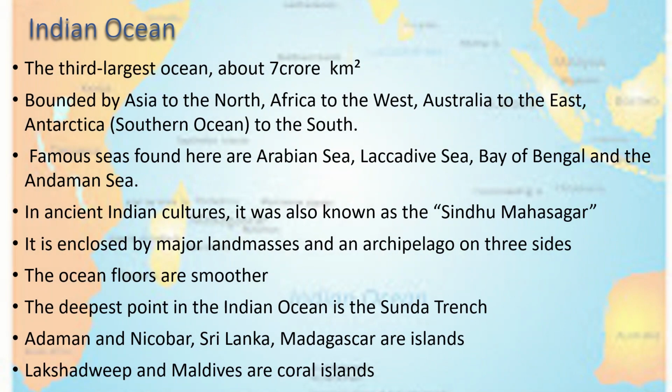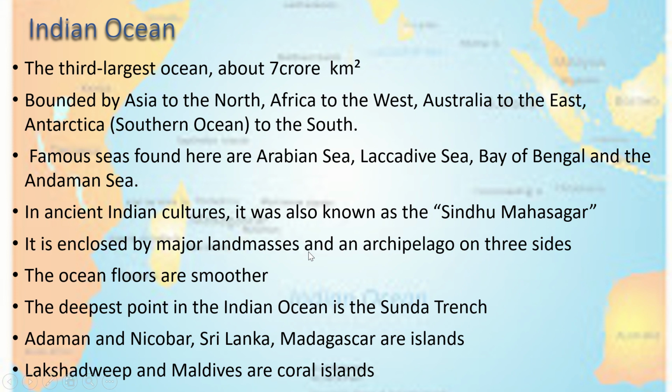Now we come to something very close to our homes, that is the Indian Ocean. It is the third largest of the world's oceanic divisions, and it occupies about 7 crore square kilometers of area. Towards the top of it, it is enclosed by Asia. Towards the west we have Africa, and towards the east we have Australia as well as an archipelago of islands. On the southern part we have the Southern Ocean or Antarctica or the Antarctic Ocean.